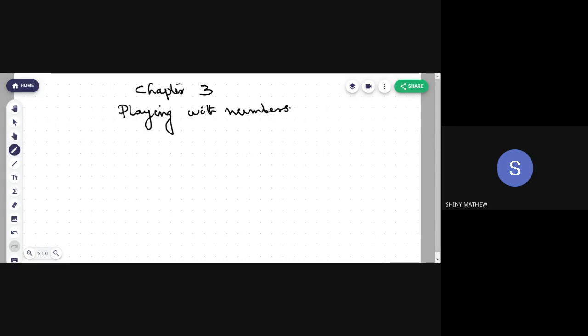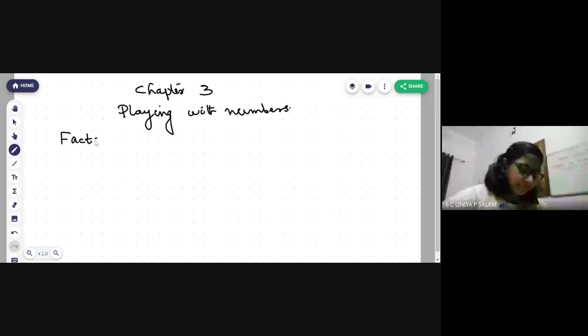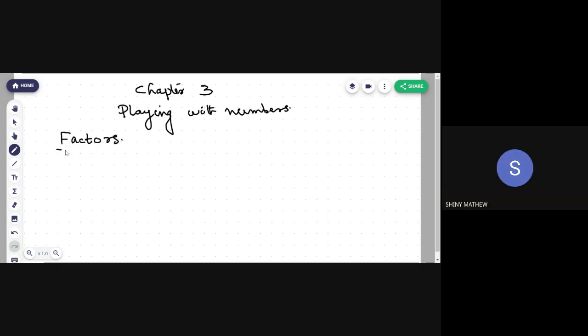Factors and multiples first. So you all know what factors and multiples are. Anyway, we can start from factors. Just below, give the heading: Factors.